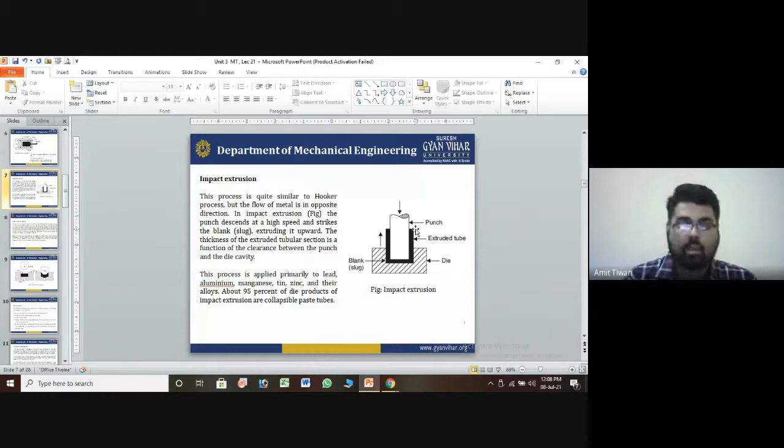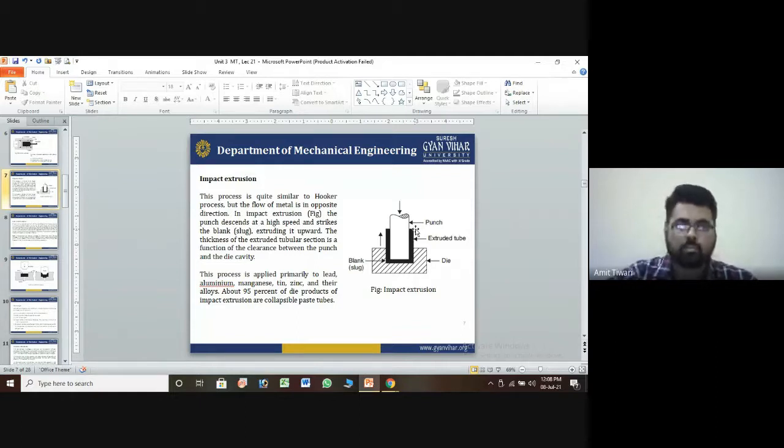The opposite direction we have changed, but if you are saying that Hooker and impact extrusion both are working the same way, the direction of flow is different. So this process is applied primarily to lead, aluminium, magnesium, tin, zinc, and their alloys. All these are the primary metals we use for the extrusion process.